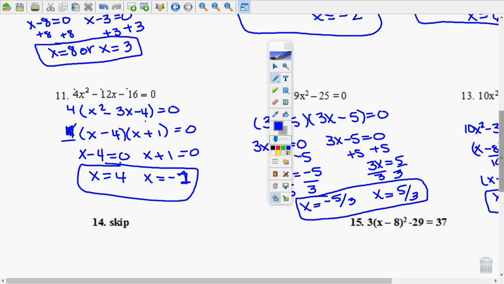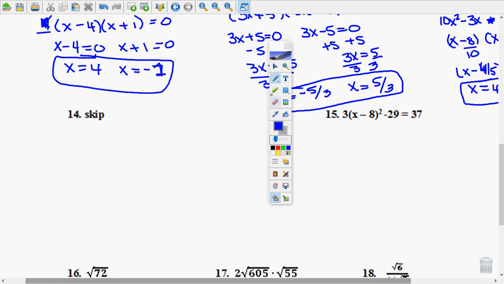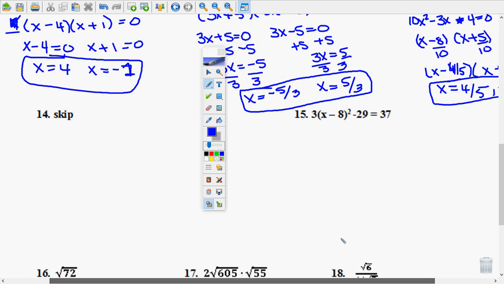All right, number 14, skip. That one has an imaginary answer, and we're not ready to do imaginary solutions yet. So let's go ahead and look at number 15. So two things that you do on this. Basically, what we want to do is isolate the parentheses with the squared. So we're going to add 29 to both sides.